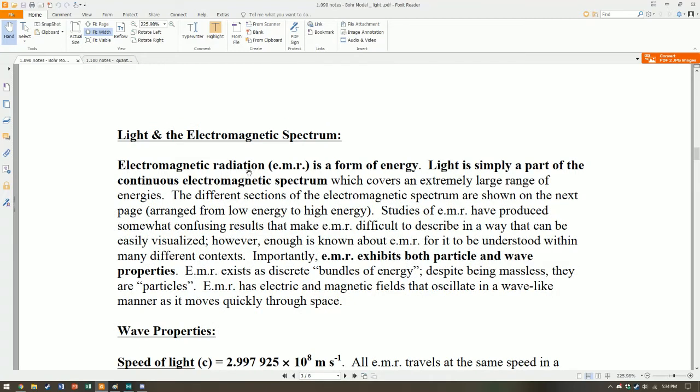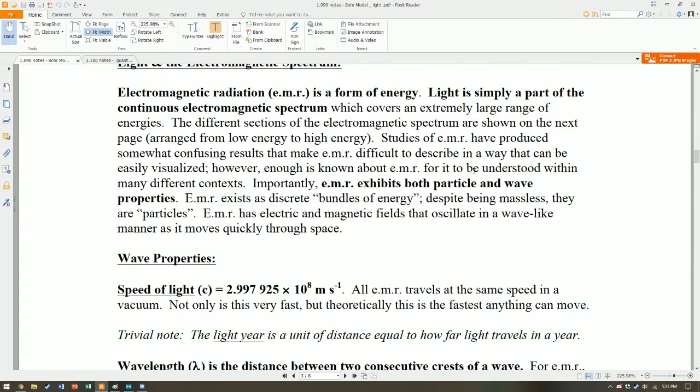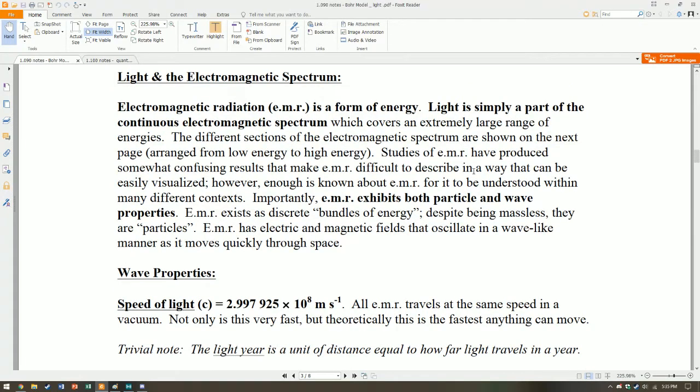Electromagnetic radiation is a form of energy, which light is a part of. It's part of the continuous electromagnetic spectrum, and quanta of light, or discrete bundles of energy, are called photons. Photons are technically massless, but they behave like particles, and they also have wave properties. It's part of what makes quantum mechanics really messed up. Photons, as well as electrons, have wave and particle properties, and they are essentially both.